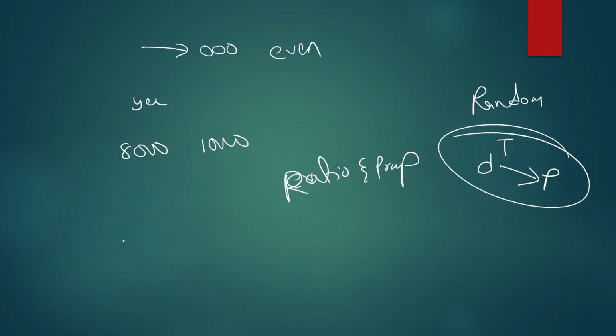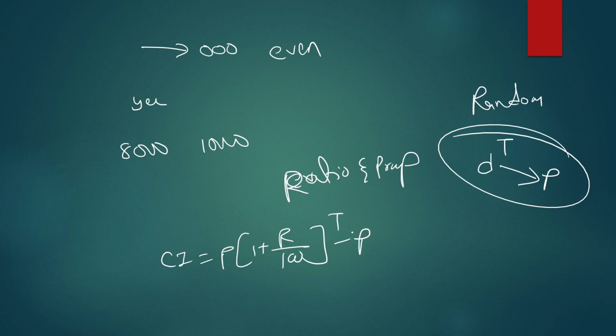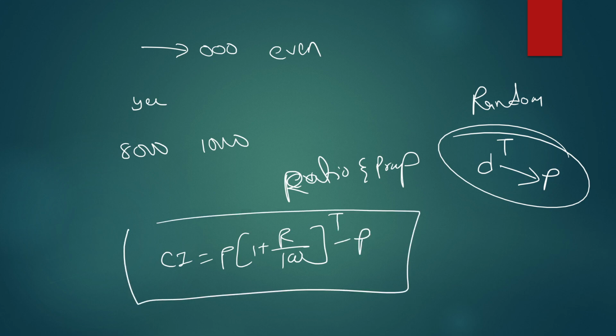If none of them is working, then only use the formula, that is CI equals P into (1 plus R by 100) whole to the power of T, minus P. We'll discuss why the formula is like this, and what to do if you have a different rate of interest for different years, like R1 for the first year, R2 for the second year, and so on. We'll discuss this in the next class.